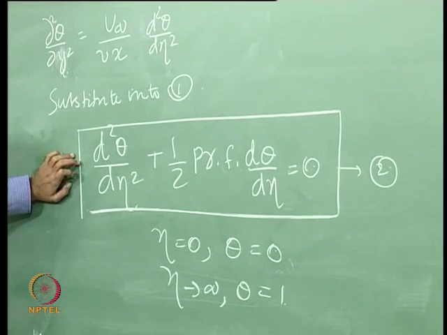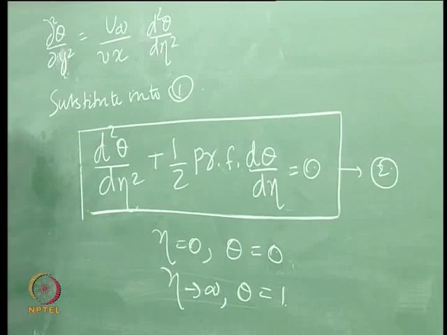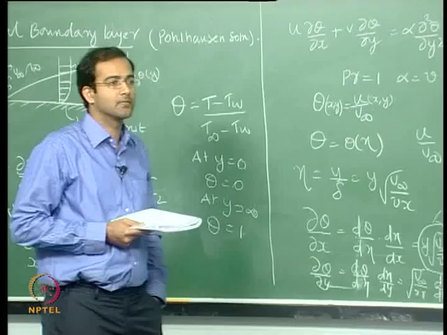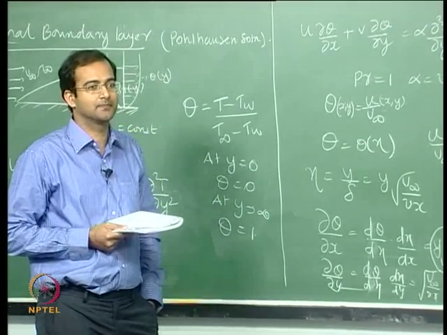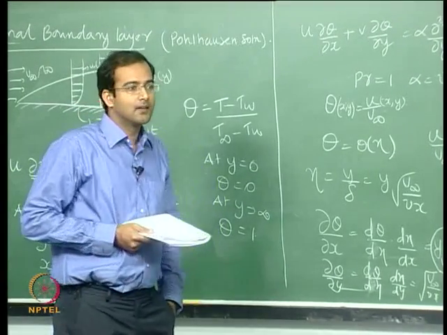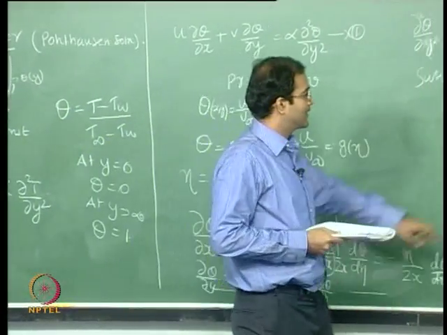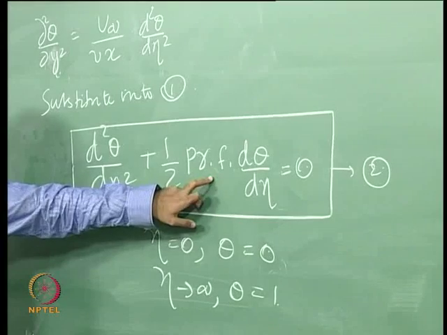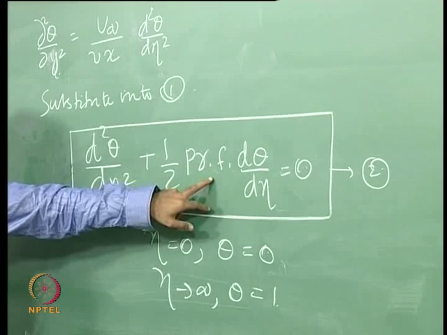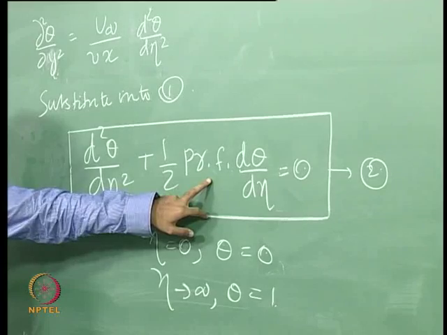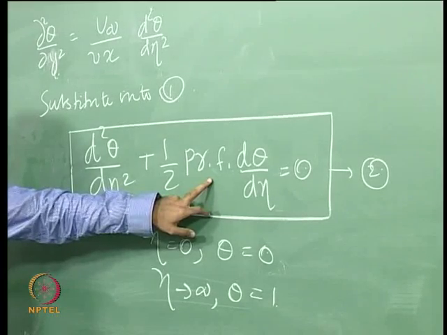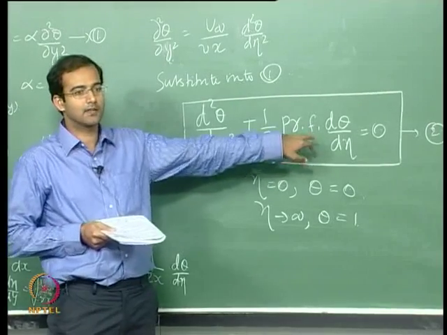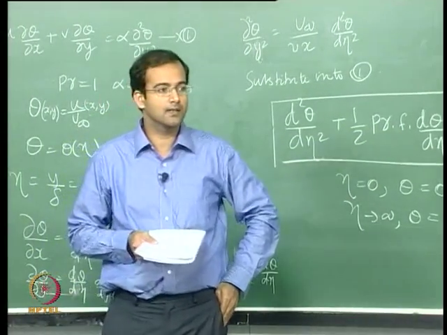Is it linear or non-linear? Non-linear. Why? Linear. Why? Your f is a function of eta, so it's not completely non-linear. It's not linear also. It's quasi-linear. Your f is still a function of eta. Of course, you don't have a theta term here, but it's still a function of eta. So this is a quasi-linear ODE.